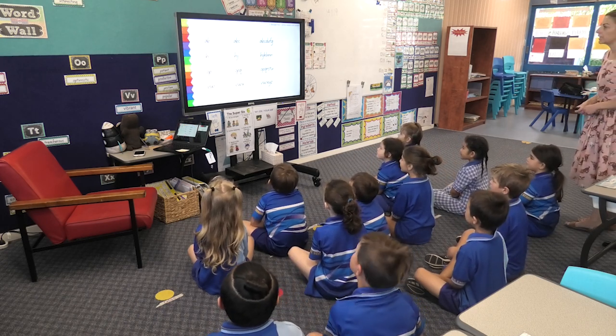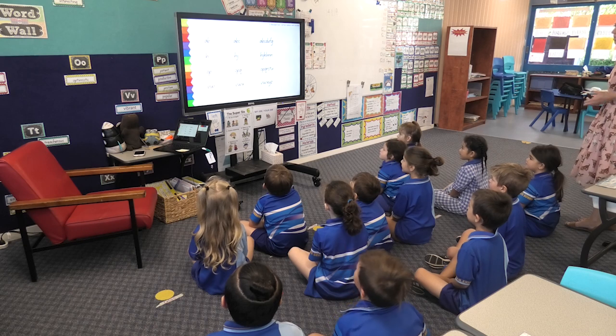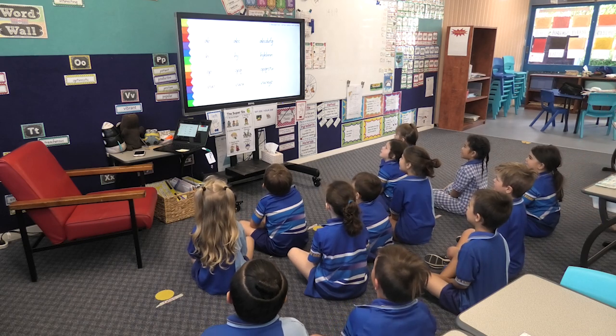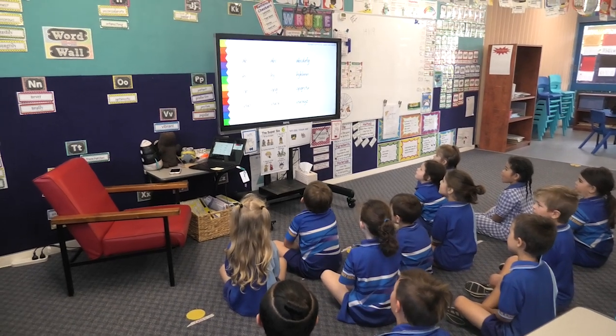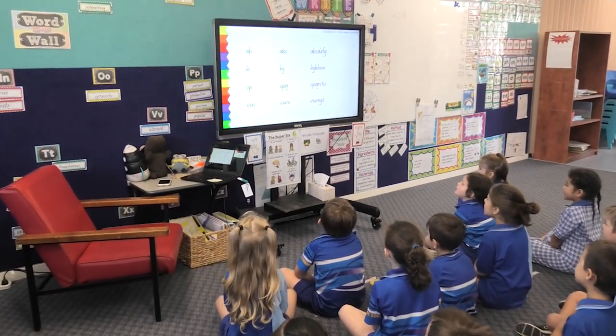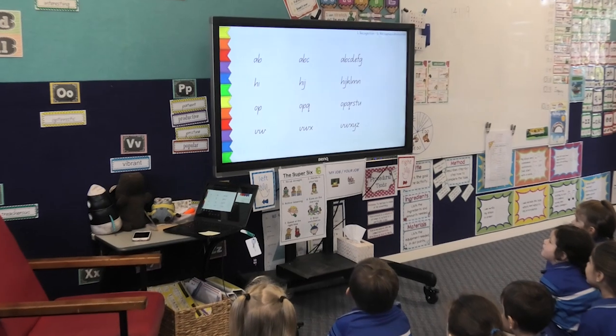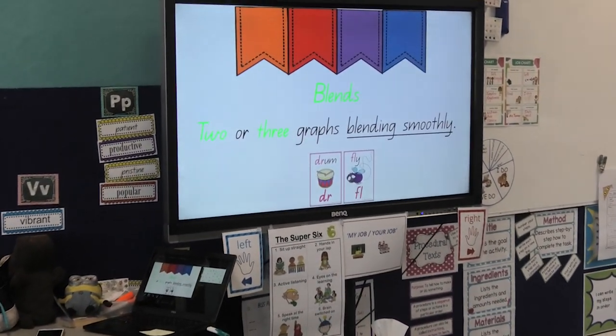Okay, I would like you to say the letter names today. A, B, C, D, E, F, G, H, I, J, K, L, M, N, O, P, Q, R, S, T, U, V, W, X, Y, Z. Oh, you won. You are amazing.